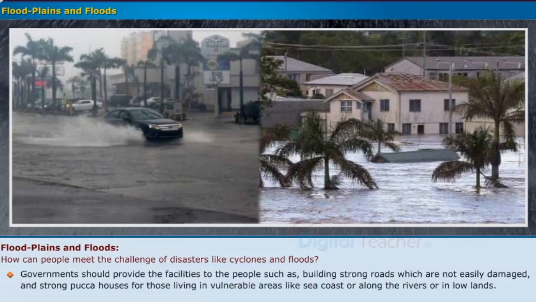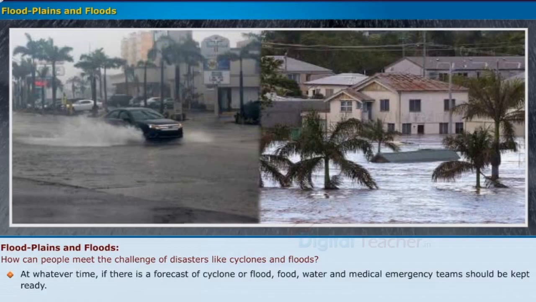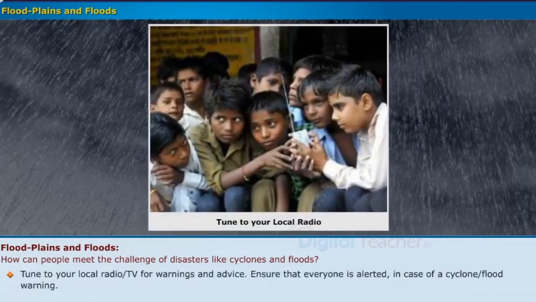Government should provide the facilities to the people such as building strong roads which are not easily damaged and strong pakka houses for those living in vulnerable areas like seacoast or along the rivers or in lowlands. At whatever time, if there is a forecast of cyclone or flood, food, water and medical emergency teams should be kept ready. How can the people prepare for disasters?